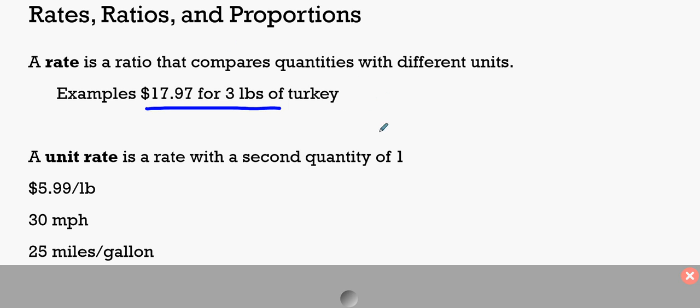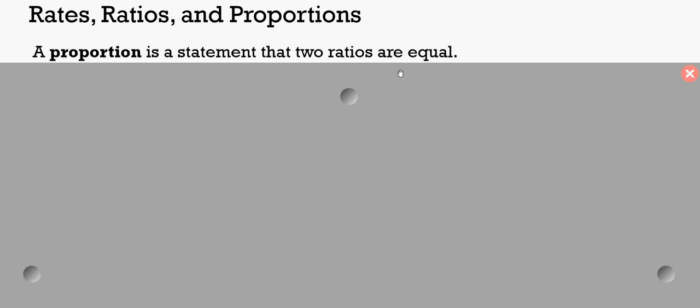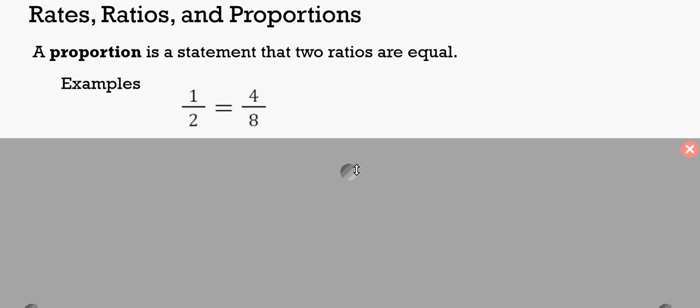But more often than not, we don't deal with unit rates in this class as much as we might in, say, an algebra class. And then where this is going to come in most handy is proportion. A proportion is a statement that 2 ratios are equal. A really, really simple one here is 1/2 is equal to 4/8, or 5/10, or 3/6, or whatever.